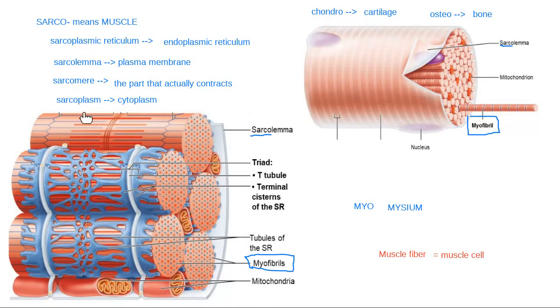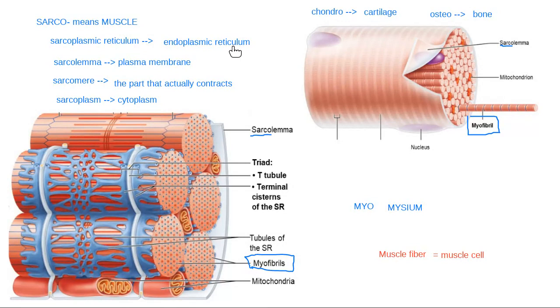The sarcoplasm is the cytoplasm of a muscle fiber. The sarcolemma is the plasma membrane of a muscle fiber. The sarcoplasmic reticulum is the endoplasmic reticulum of a muscle fiber. So we need to memorize our words so we can go back and forth between regular cell and muscle cell. That's going to help us as we're thinking about or using our muscle terminology.